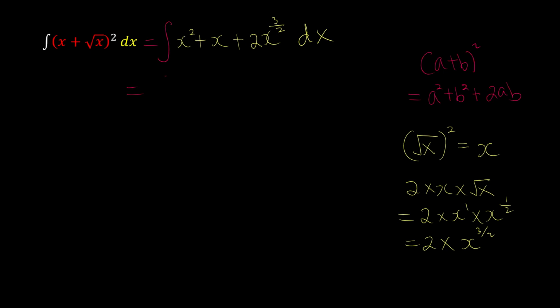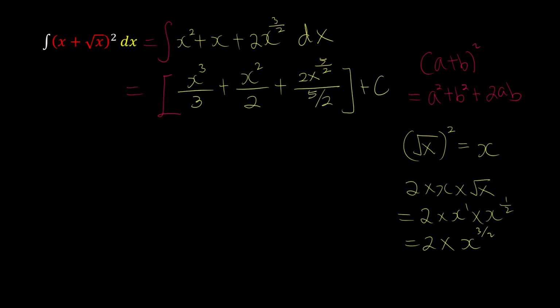So we can say that the integration of everything is x power of 3, because it's increased by 1, divided by the new power, plus x power of 2 divided by the new power, plus 2x power of 3 over 2 plus 1, which is 5 over 2, divided by 5 over 2, and then don't forget plus c. Then we simplify. The first one is just 1/3 of x cubed and half of x squared. Then 2 divided by 5 over 2, you're going to have 4 over 5.